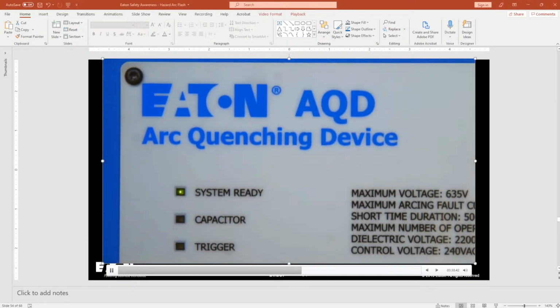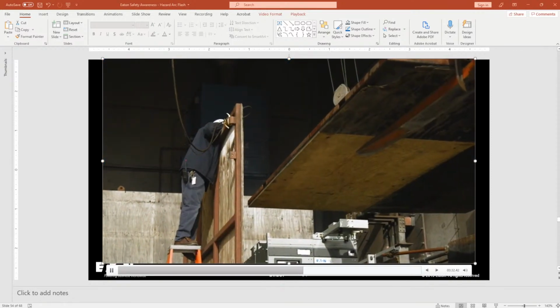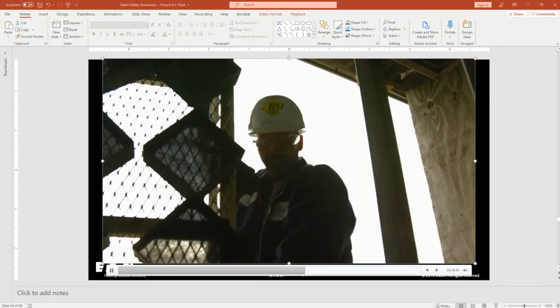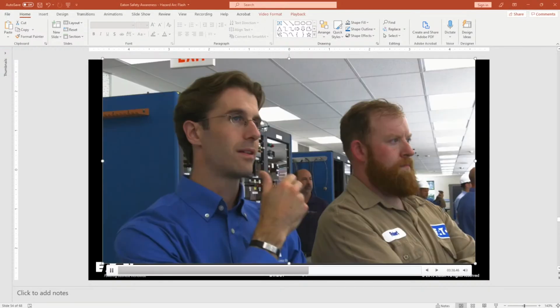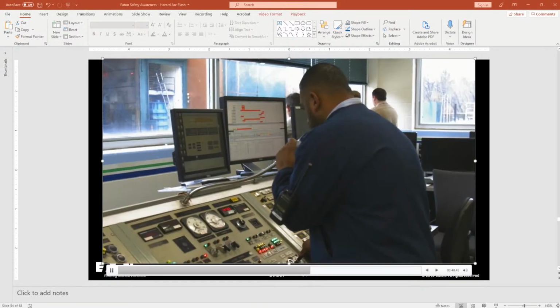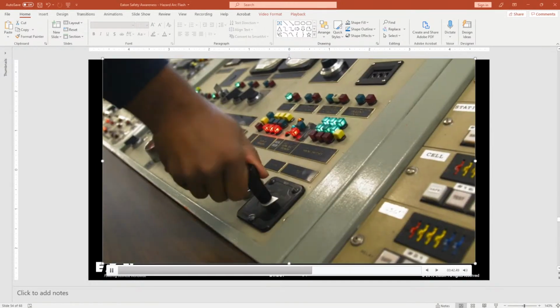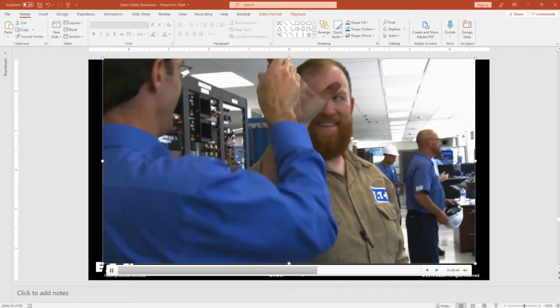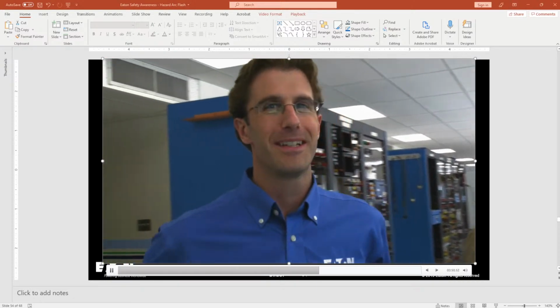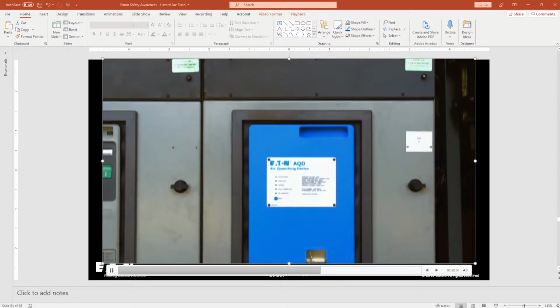The team performed a 30-cycle arcing fault test at 635 volts and 85,000 amps of available fault current. And 3, 2, 1. The arc-quenching switchgear survived undamaged. And had a person been standing in front of the gear, they would not have sustained burns or been injured by flying debris.